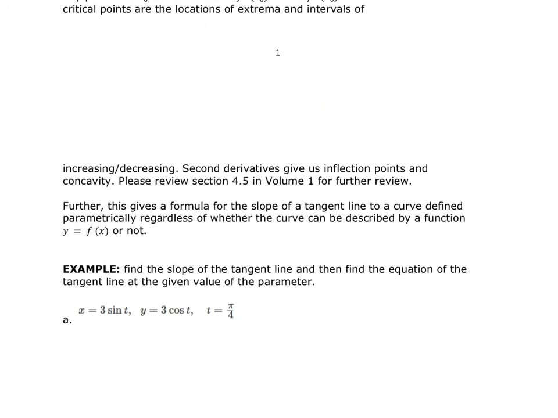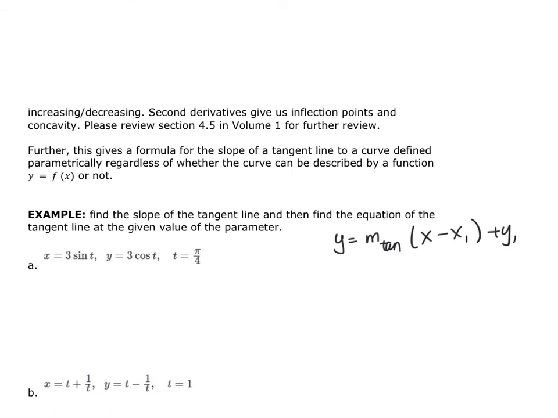We can also talk about the equation of the tangent line at a point. So remember from our Calculus 1 class that the way that we found the equation of the tangent line at a point, we would have said y is equal to m tangent times x minus x1 plus y1, or x naught and y naught if you want, where the slope of the tangent, m tangent, we know is the derivative. So we're going to do the same thing here. We're just going to do it with parametric equations.